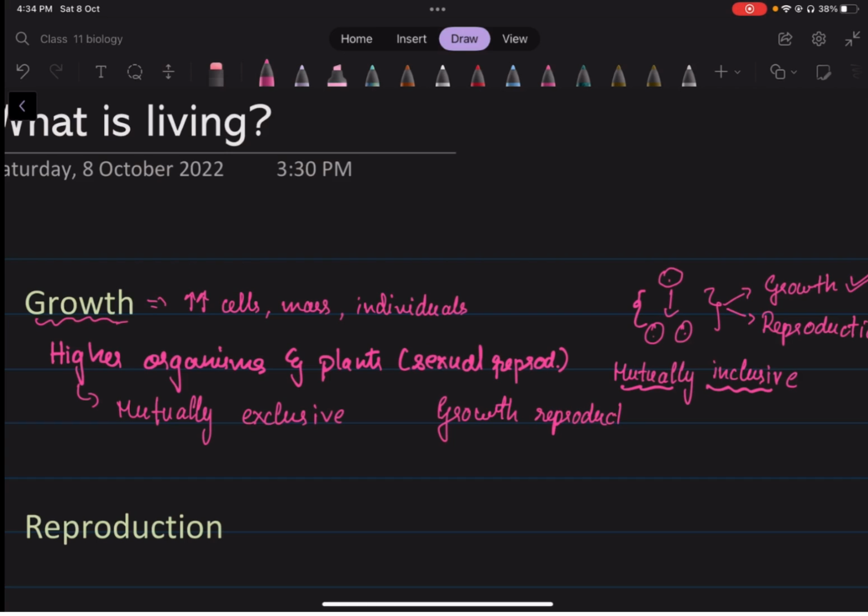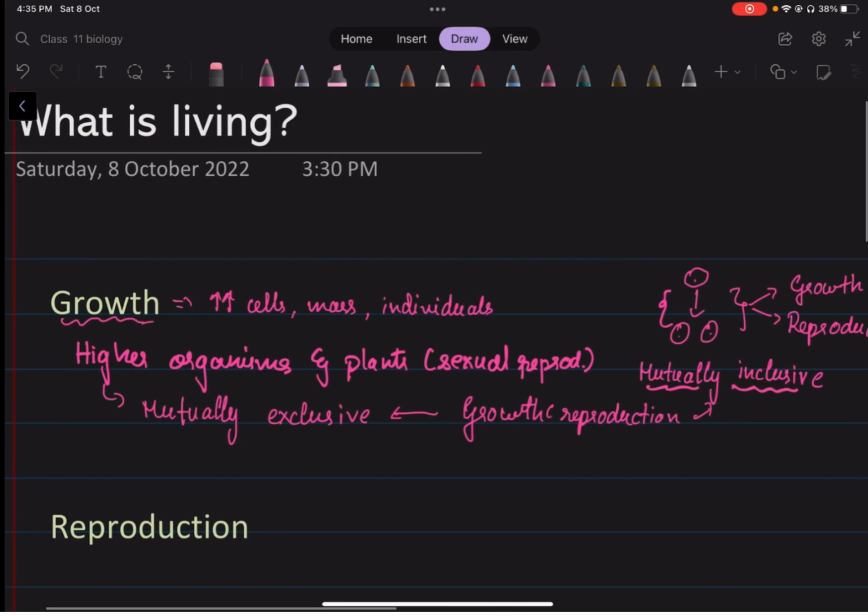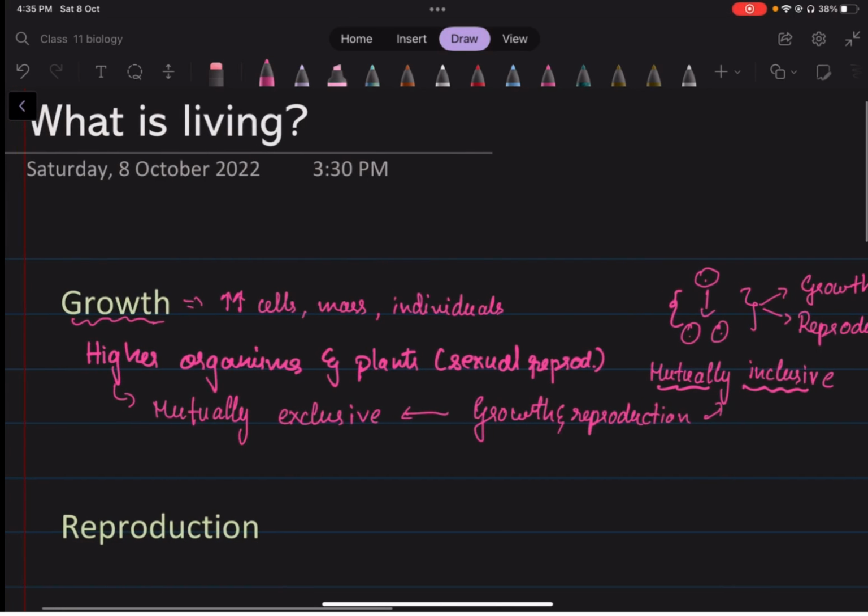When your parents give birth to you, obviously it doesn't mean they're growing, right? We just refer to it as reproduction. We don't refer to it as growth. Growth is a different thing in multicellular organisms. Reproduction and growth are different things in higher multicellular organisms.